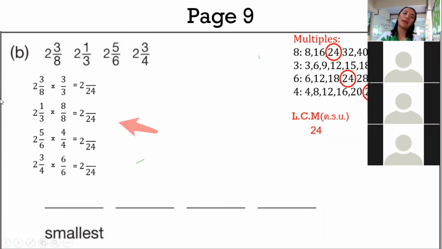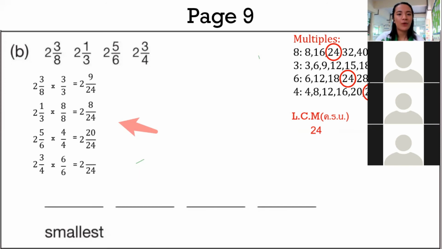Now, we have here again. Can you give me the answer of the first one? 3 times 3. You can unmute your mic if you want to answer. 3 times 3? 9. Very good. Next, 1 times 8. 8. Very good. Next, 5 times 4. 20. Very good. 3 times 6. 18. Very good.